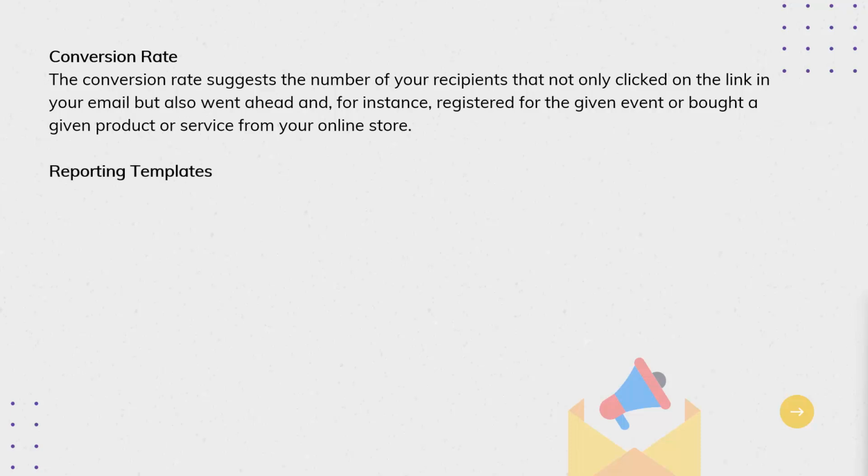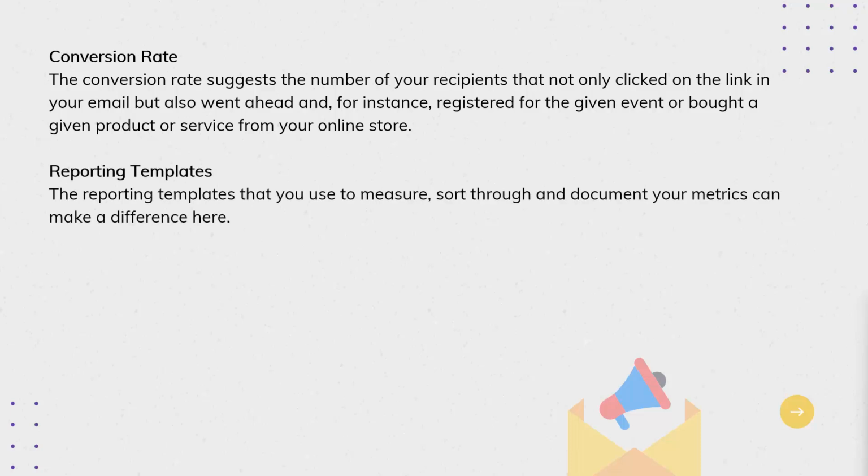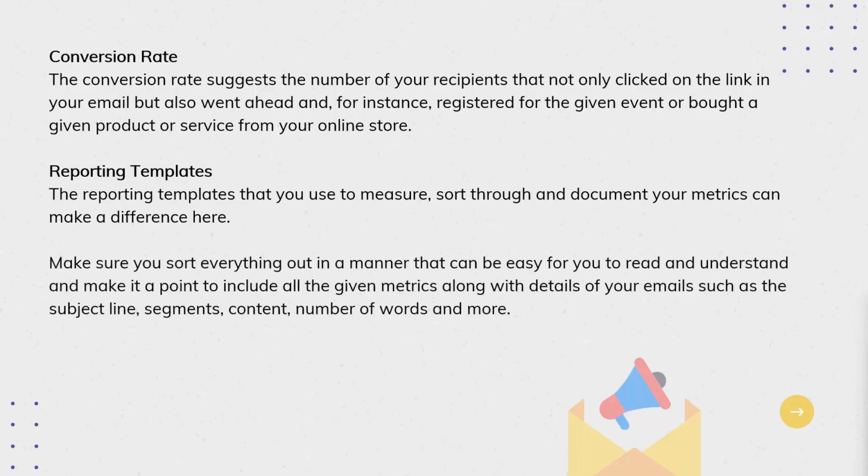Reporting templates. The reporting templates that you use to measure, sort through, and document your metrics can make a difference here. Make sure you sort everything out in a manner that can be easy for you to read and understand, and make it a point to include all the given metrics along with details of your emails, such as subject line, segments, content, number of words, and more.